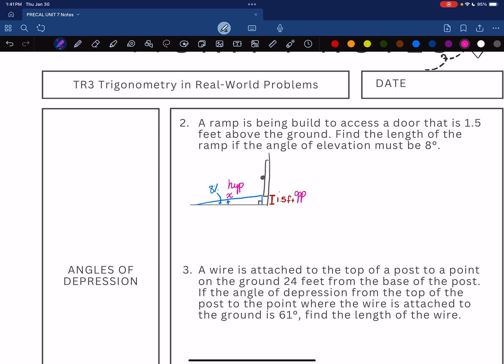So which trig ratio is going to relate those? That's going to be our sine function. Sine of 8 is going to be the opposite side, which is 1.5 over our hypotenuse, which is X. All right, so a little bit of work here. This is the same thing as X times sine of 8 degrees equaling 1.5. When we solve for X, that's going to be taking 1.5 and dividing by sine of 8.